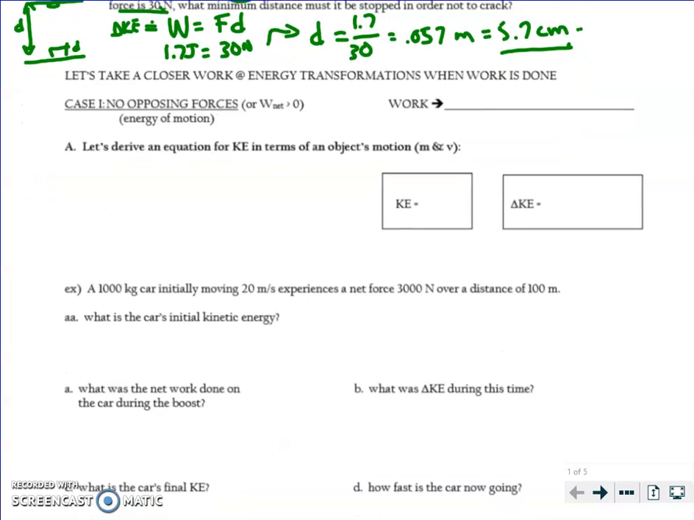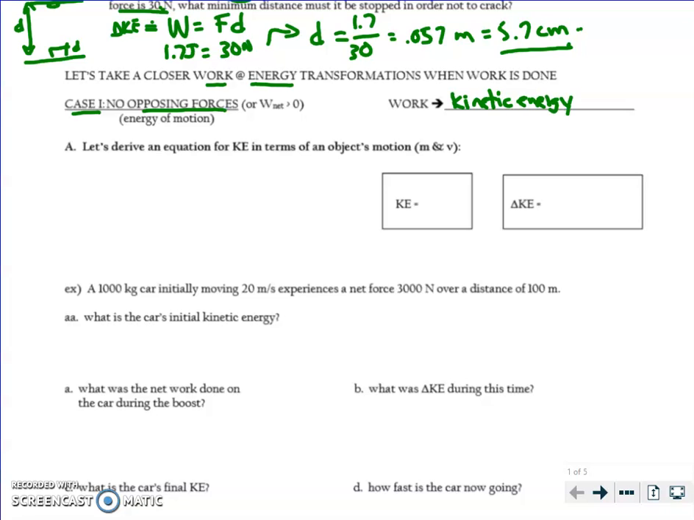Okay, so let's look at work to energy. There are different types of energy you can get based on work, depending on the situation. So let's take the simplest situation, which is case one. There are no opposing forces. In other words, I exert a force on an object and there's nothing opposing me. There's no gravity, there's no friction, etc. What happens is, then your work goes towards kinetic energy, as we've mentioned.